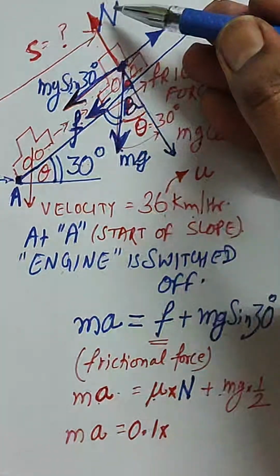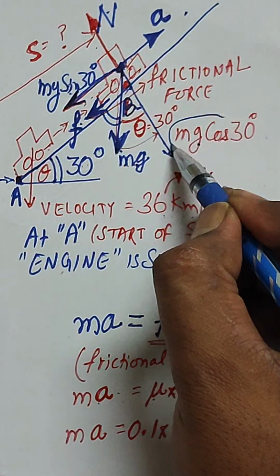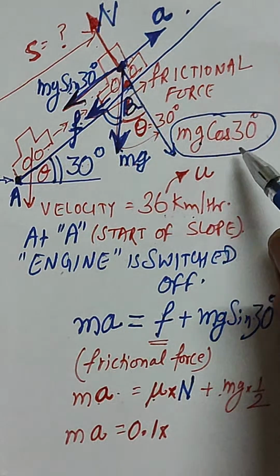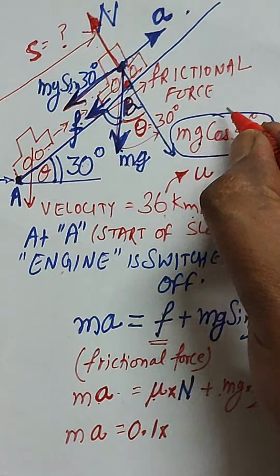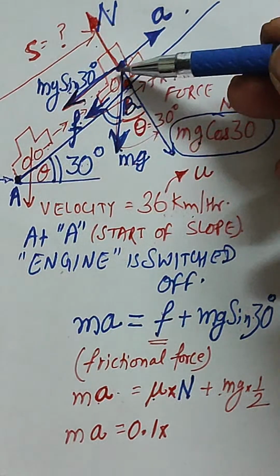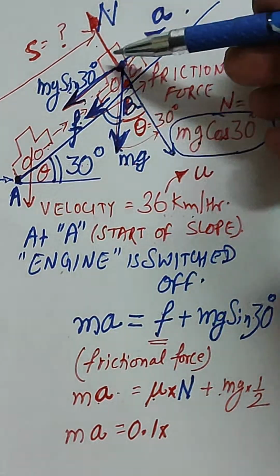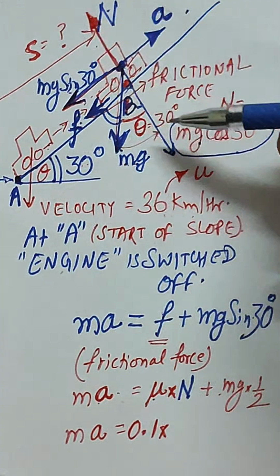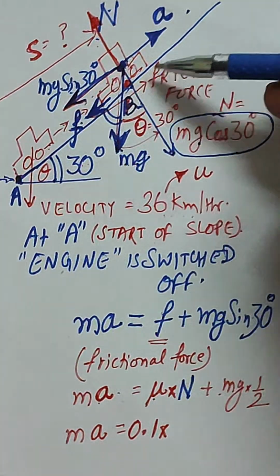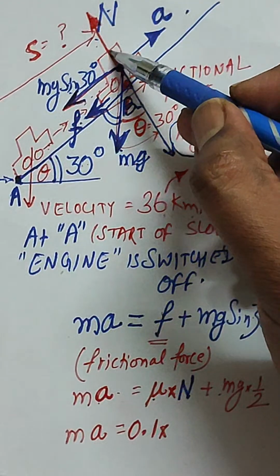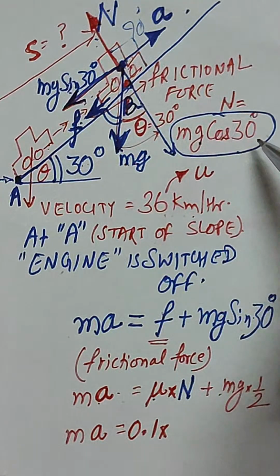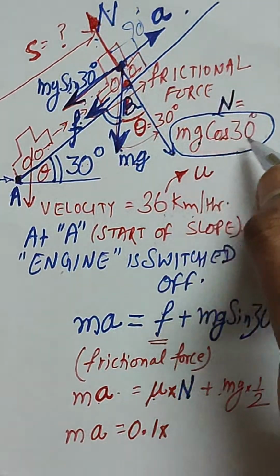What is the value of N? N will be equal to the component of weight acting downward. This is mg cos 30 degree, right? So N equal to mg cos 30 degree. How? Because mg cos 30 degree is acting downward and the normal reaction is acting upward. This normal reaction is acting normal to the plane of movement, normal to the inclined plane, right? You can see this is 90 degree, this is 90 degree, right? So that's why this N is equal to mg cos 30 degree.